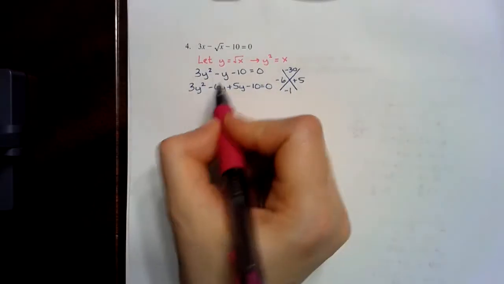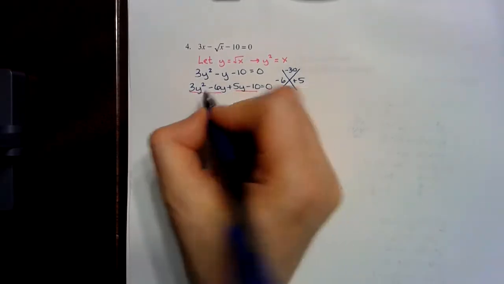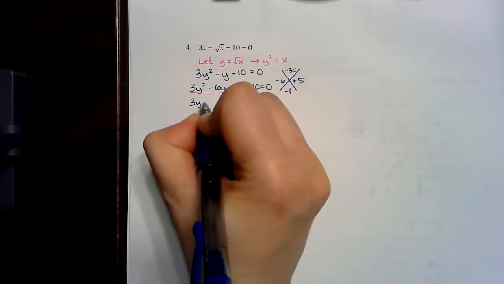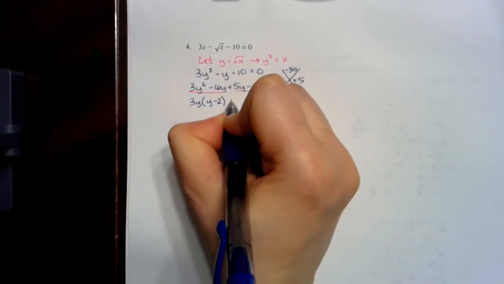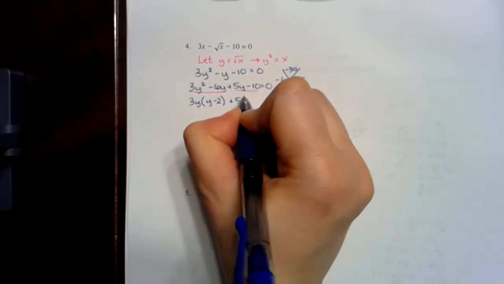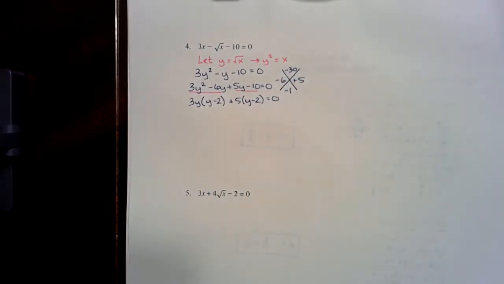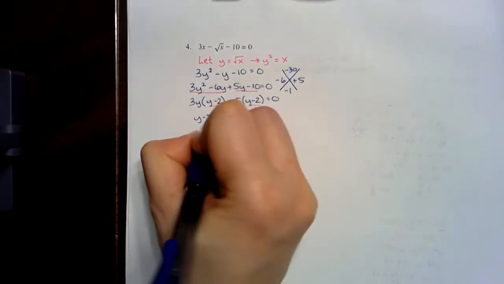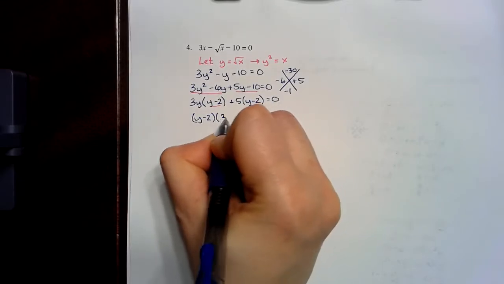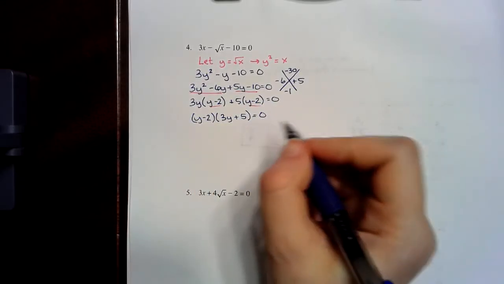And then I'll treat each piece separately. So from the first pair, I can pull out 3y. From the second pair, I can pull out 5. And now I see my y minus 2's match, so I can pull that out as my greatest common factor. And I have factored this.